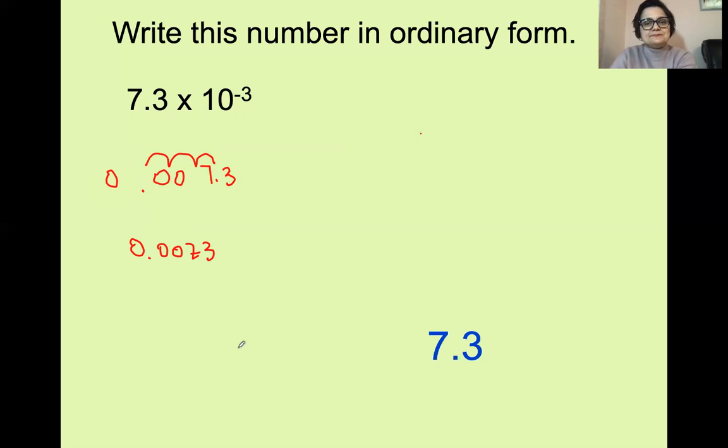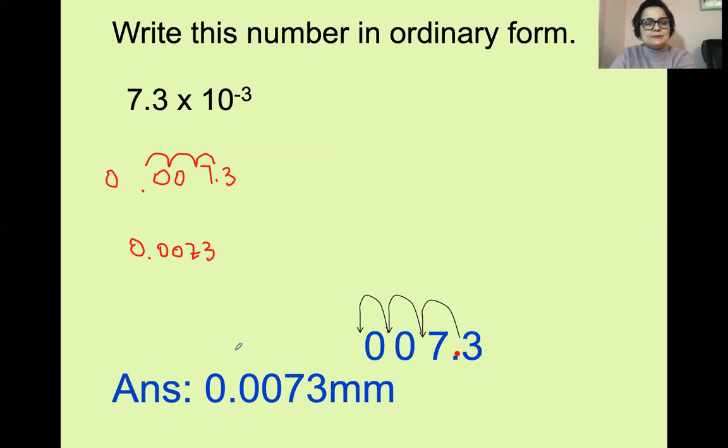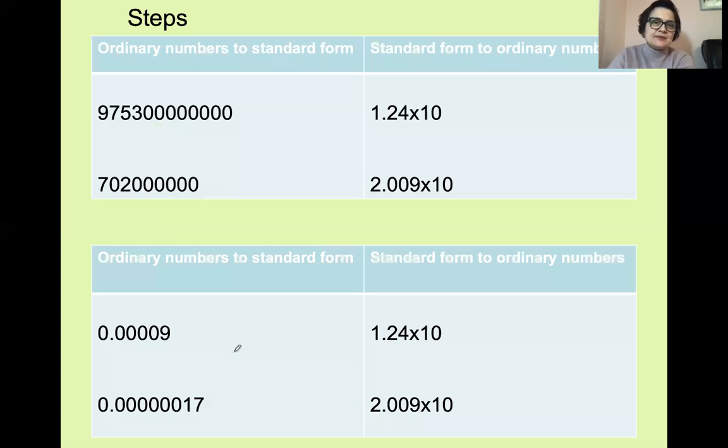Next one, there you go. So anytime you make an arc, you put a 0. And now here, what I've done here, I have created a table for every single exercise that I just taught you, so that you remember how to change ordinary numbers to standard form, so very large numbers. And here, from standard form to ordinary numbers.